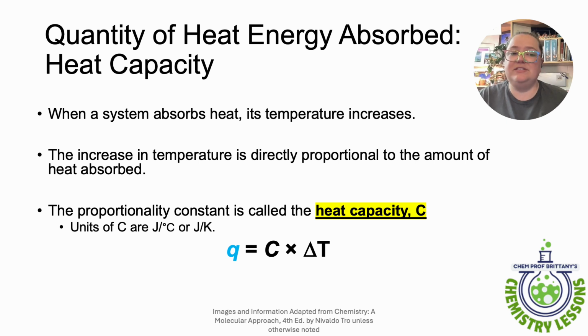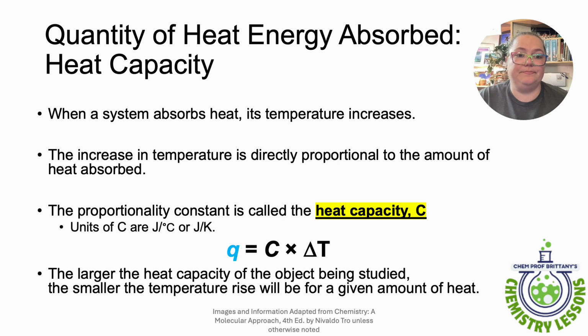The units of C are usually joules per degree Celsius or joules per Kelvin. It doesn't actually matter because a degree Celsius is the same size as a Kelvin. So a change of 1 Kelvin is a change of 1 degree Celsius. So it only matters because you need to be aware of it so that your units cancel out. And reminder, Q is our heat.